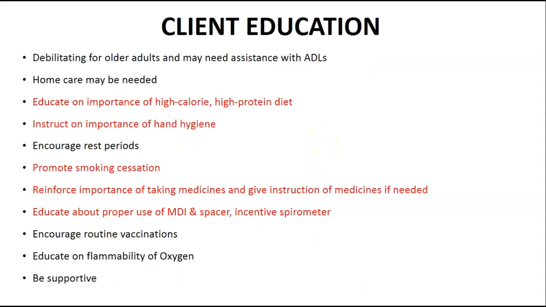Education, watch for those in red or highlighted here. Importance of a high calorie, high protein diet. Hand hygiene, because we want to decrease the risk of infections that exacerbate their chronic condition that cannot be cured. Rest periods. Stop smoking, stop smoking, stop smoking, number 1 risk. The importance of taking medications, proper use of inhalers and spacers, and the use of an incentive spirometer. Vaccinations. Talk to them about use of oxygen and that it's flammable and not to smoke around it. And of course, be supportive.